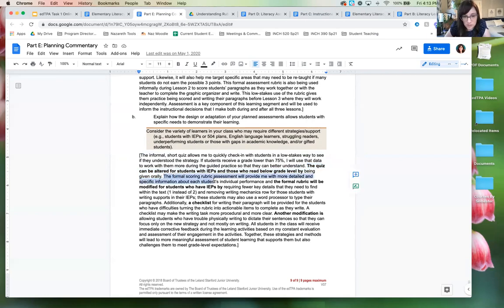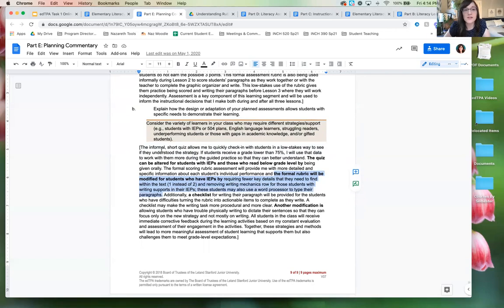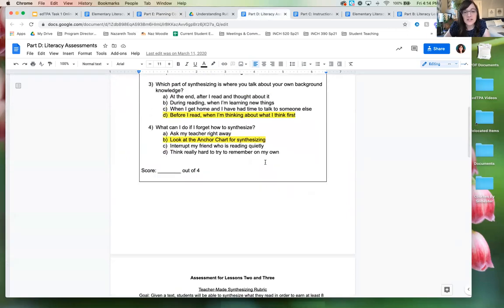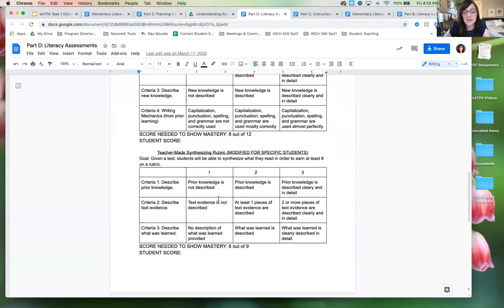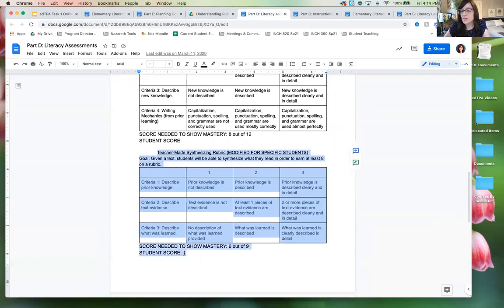The formal scoring rubric assessment will provide me with more detailed information about their ability to do the strategy, and the formal rubric will be modified for students who have IEPs by requiring fewer key details within the text, 1 instead of 2, and removing the writing mechanics row for those students with writing supports in their IEPs. These students will get to use a word processor. So that is directly related to the IEP goals in this class. And you can see the modified rubric is not just talked about, it's actually in the assessment materials.